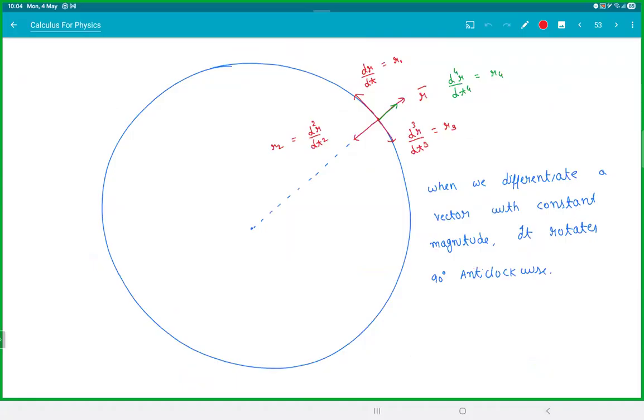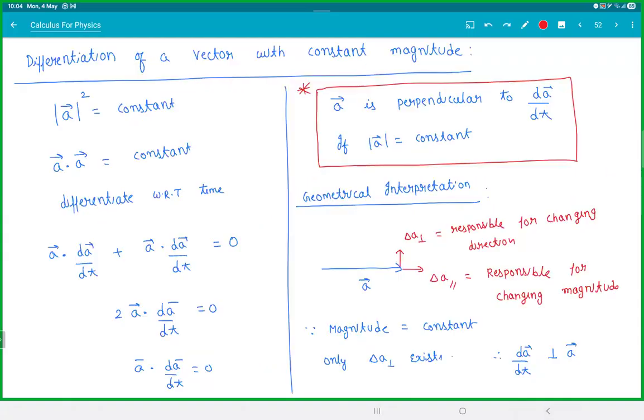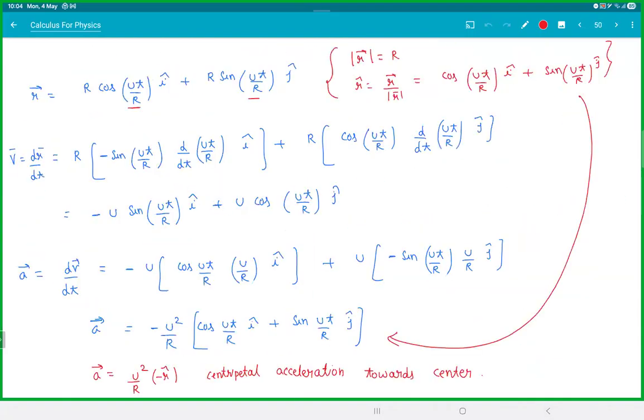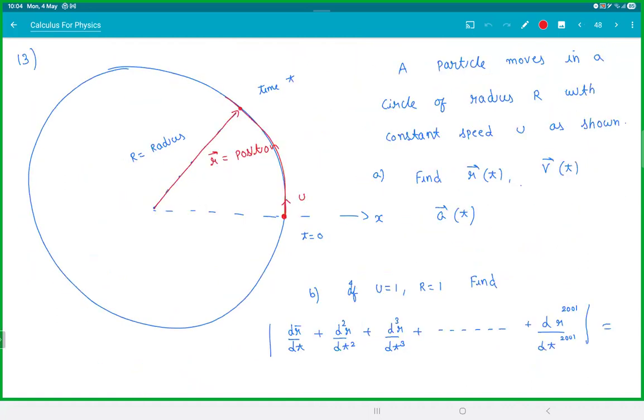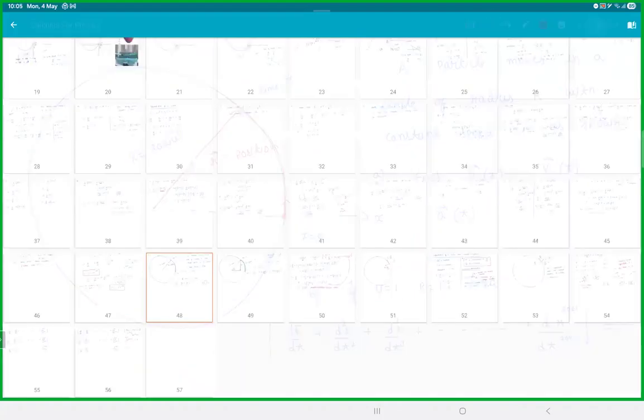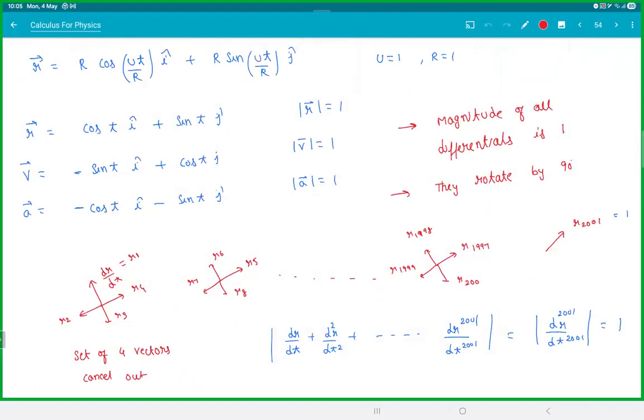And then we said, okay, every time you differentiate, you're rotating by 90 degrees. And what about the magnitude? Technically, the magnitude increases every time by u by r. But to keep our life simple, because I wanted to cancel out, I gave u1 and r1. Once I did that, suddenly things became pretty straightforward. We observed every time you differentiate, the vector rotates by 90 and the magnitude remains 1.